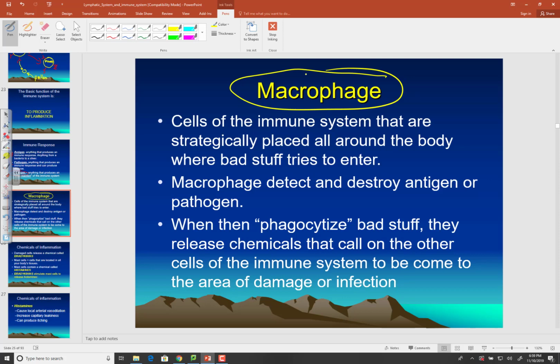Let me give you an example, right? You get stabbed with a broomstick. I'll show you that in a minute. Well, you've broken the best barrier protection you have, and that's your skin. So any bacteria that tries to get in, macrophages are going to go and attack them. And when they start attacking these bad guys, these bacteria, they're going to release chemicals that do a couple of other things. One of the things those chemicals do is call on other cells of the immune system. And that's very important to remember, right?